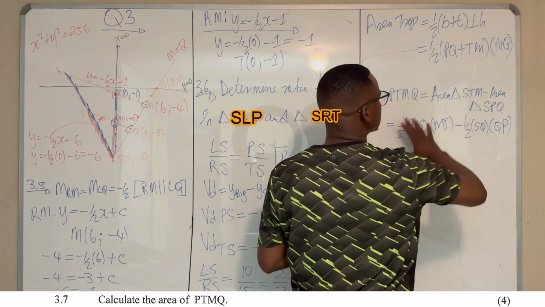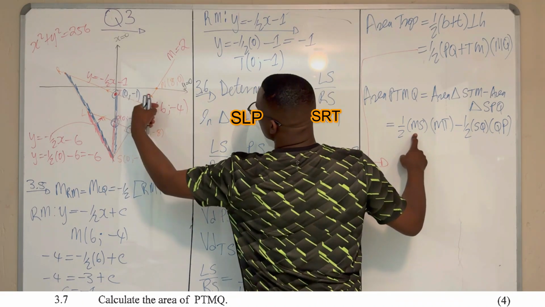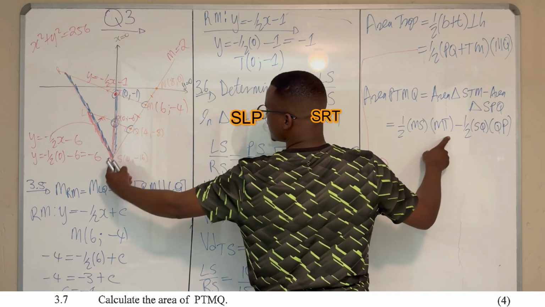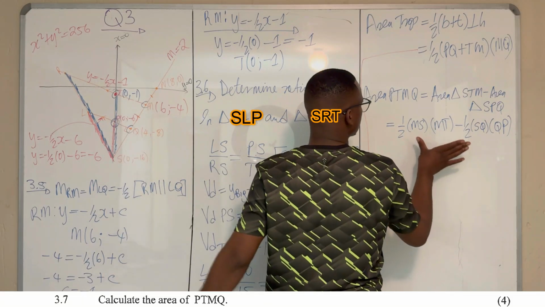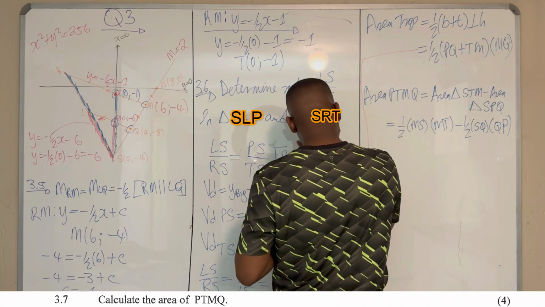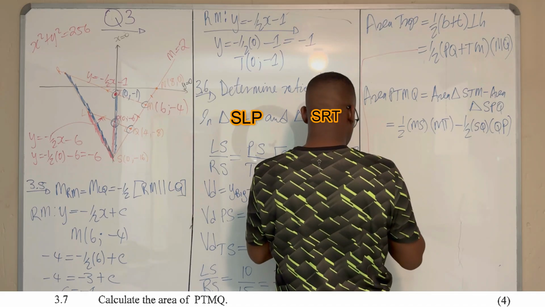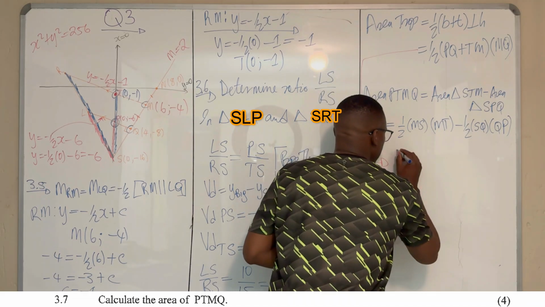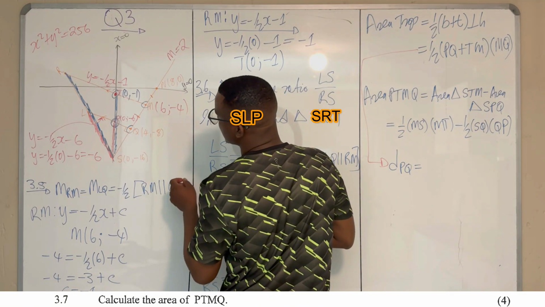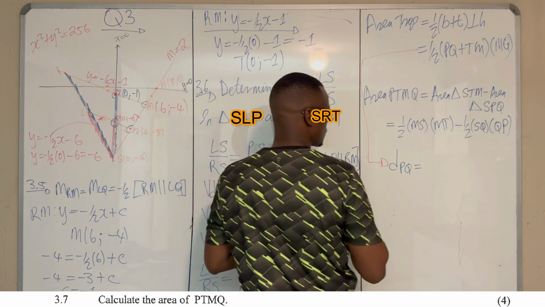With this one, you can do it yourself as a practice. I'm sure if you say half of MS times MT and you subtract half of SQ times PQ, you should get the same answer as that one, I hope. So in this case, now we need to find the length PQ. What is the length of PQ? The distance of PQ is equal to what? Where is PQ? PQ is this length over here.